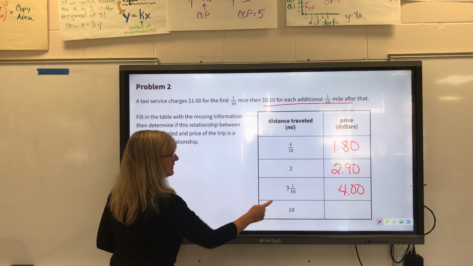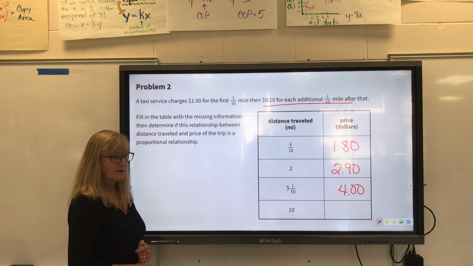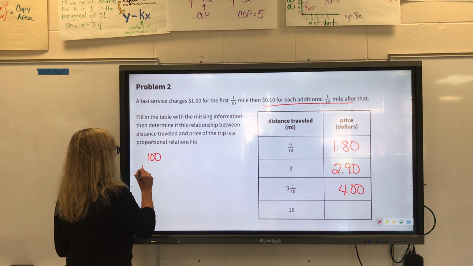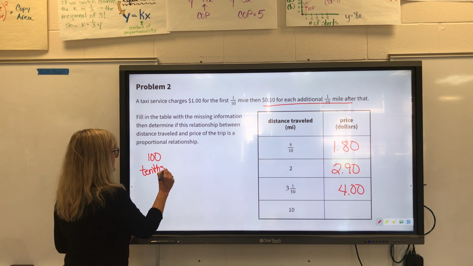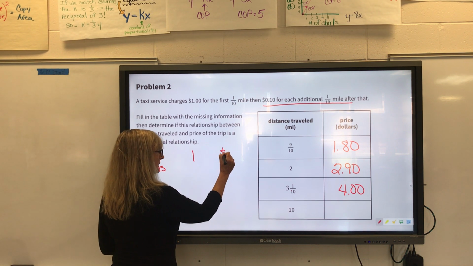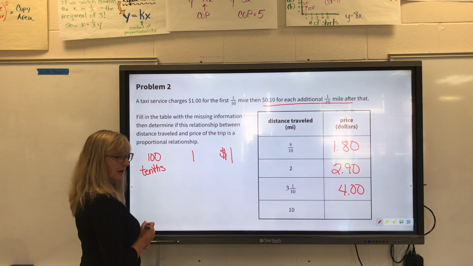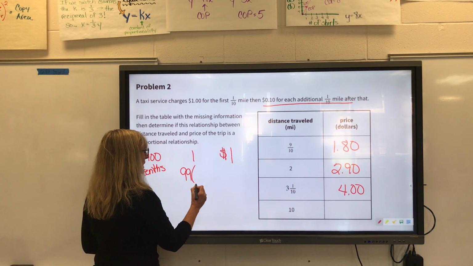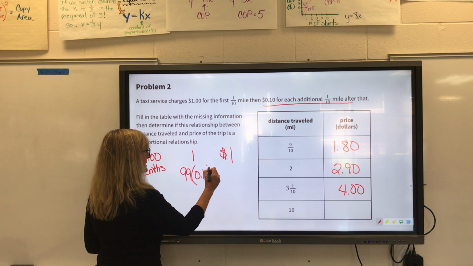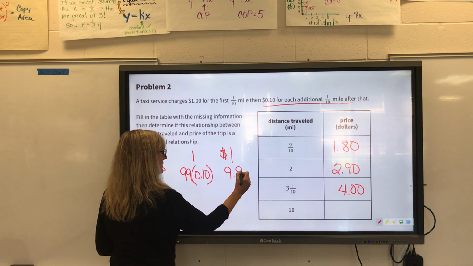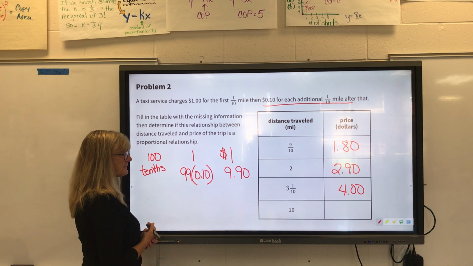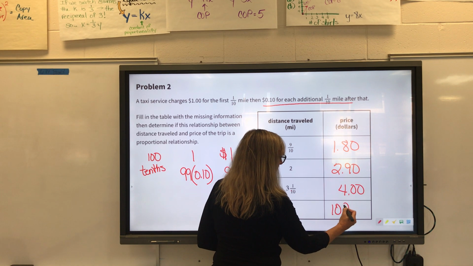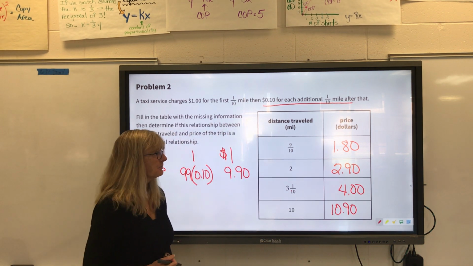All right, now we're going 10 miles. How many tenths are there in 10 miles? 100 tenths. So the first one cost me $1. How many do I have left? 99. So I'm going to take that 99, multiply it by 10 cents. So it's going to cost me $9.90. So what's my total cost to go 10 miles? $10.90.